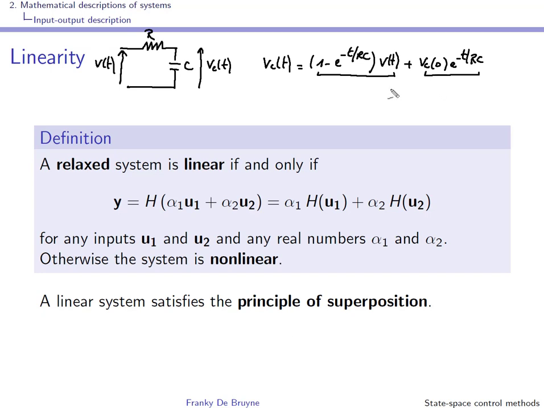You can see here that you cannot have linearity if the system is not at rest, because if you multiply the input by 2 and the initial condition here is non-zero, the output will not be multiplied by 2. So in order to speak of linearity, we need to assume that this second term is 0, so that the system is relaxed or at rest.